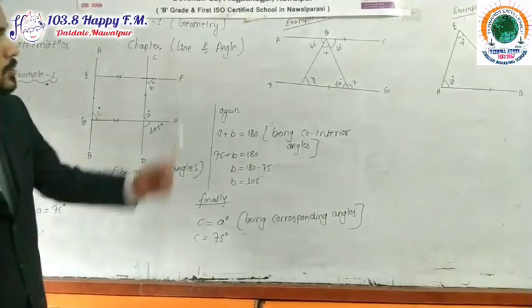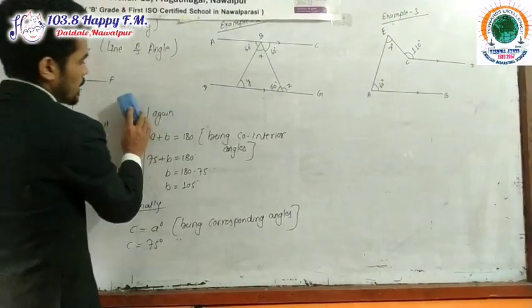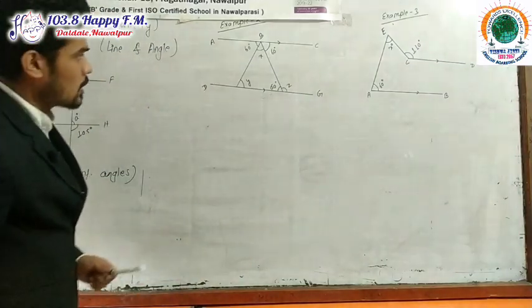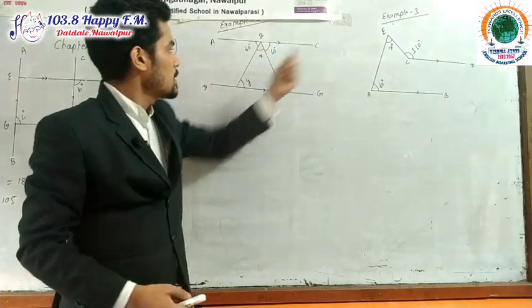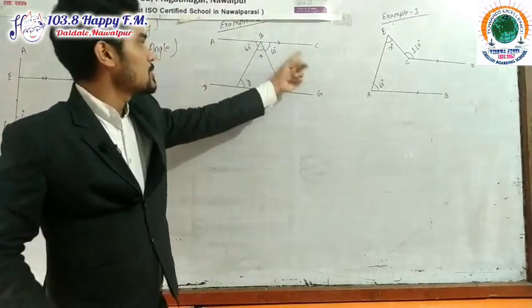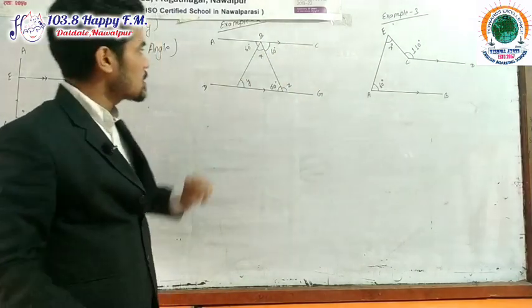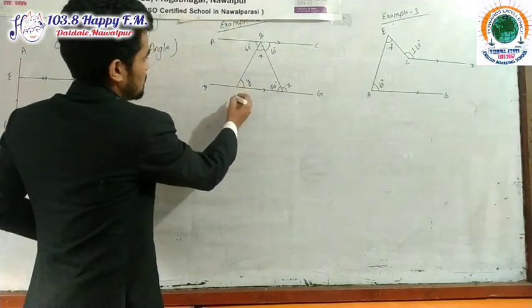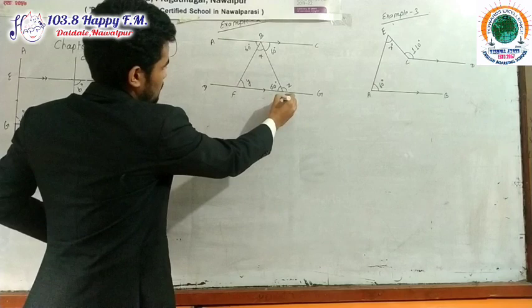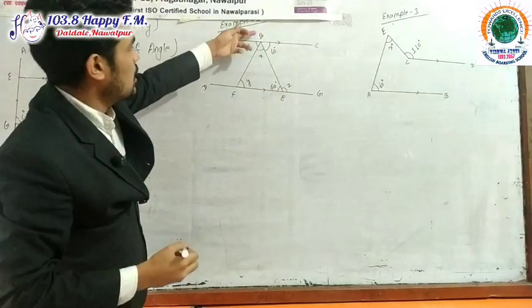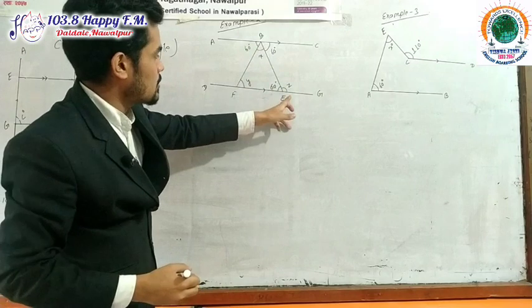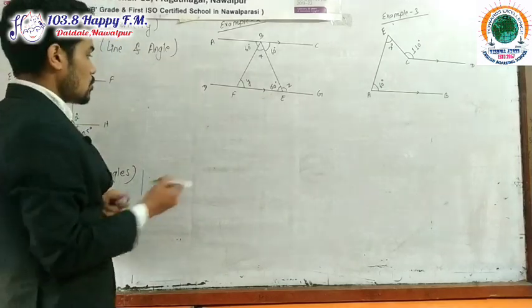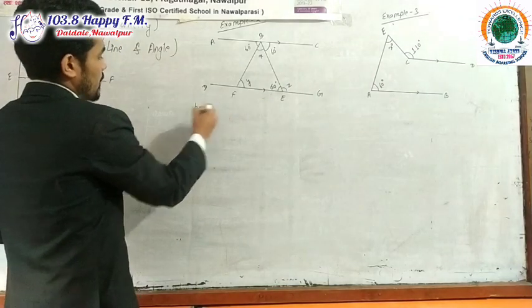Now let us go to example number 2. In example number 2 also we have AC and DG as two parallel lines, and there are two transversals. You can give the names B, F and E here. BF is a transversal and BE is another transversal, and BFE forms a triangle. So here first of all we have to find the value of X.